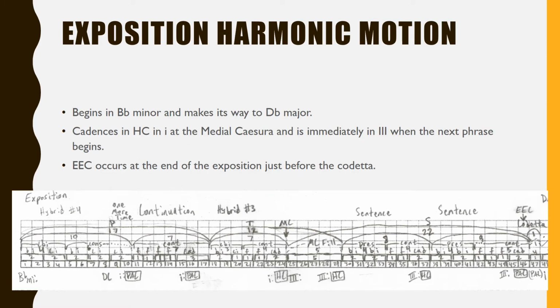Alright, so if we take a look at some of the harmonic motion that Ewald puts into the exposition, nothing is really out of the ordinary here. It starts in B flat minor, and then he takes us to the relative major, D flat major, Roman numeral 3. Now when we get to the medial caesura, the piece cadences in a half cadence in 1, but then immediately after that medial caesura, it's just in 3. Where we have that medial caesura fill, it just starts already in 3, which is kind of interesting. There's no real lead into it or anything like that.